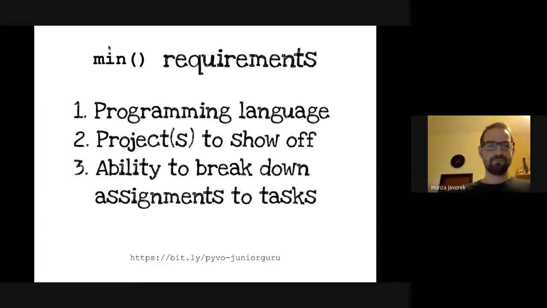First, you should know a programming language, any common, mainstream programming language, like Python, JavaScript, Java, anything will cut it. That's okay. And only the basics are necessary. So that's something you probably already know. Then second, you need projects to show off.